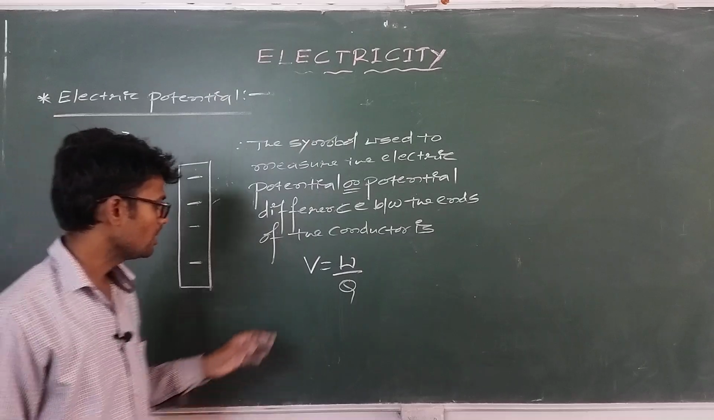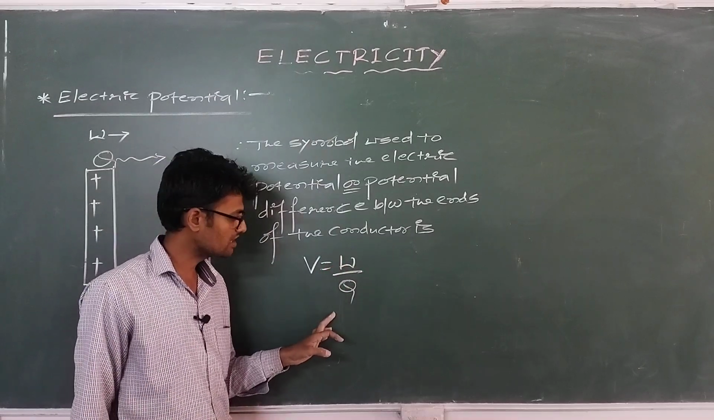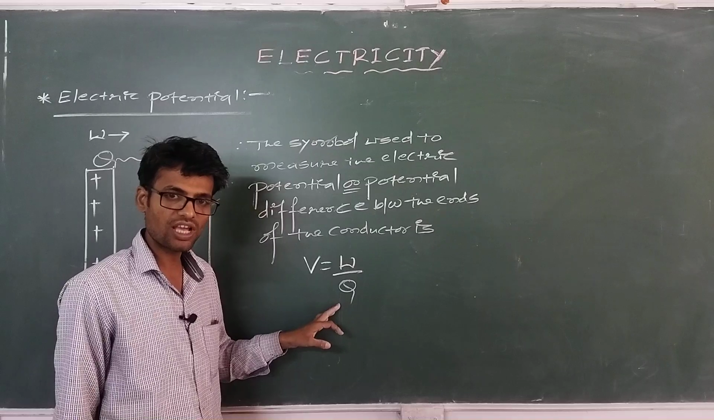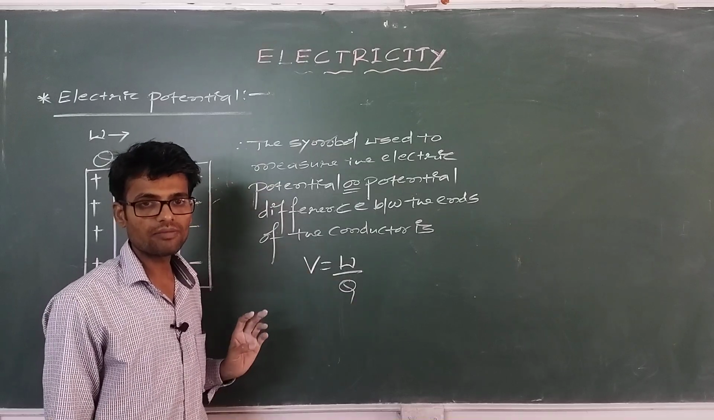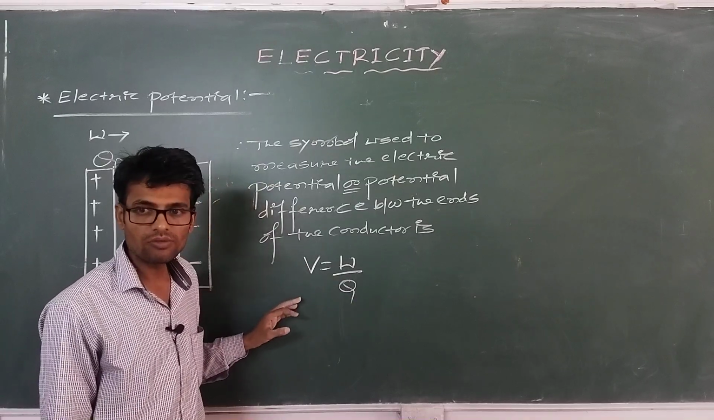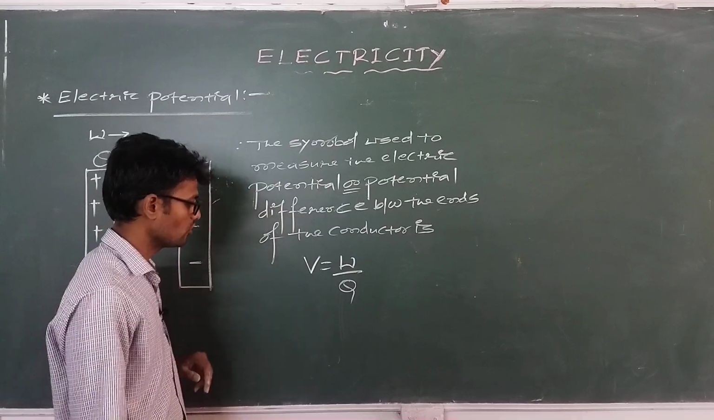Electric potential is V equal to W by Q. That is the amount of work done to move a charge from one end of the conductor to another end of the conductor. So remember this formula: V equal to W by Q.